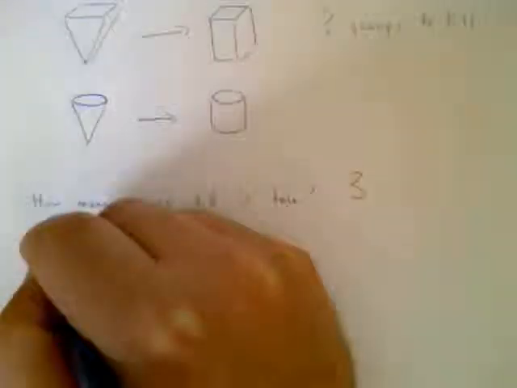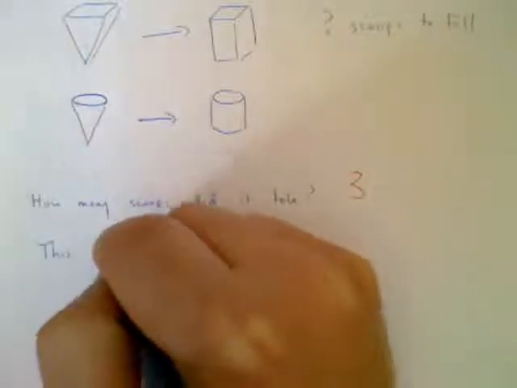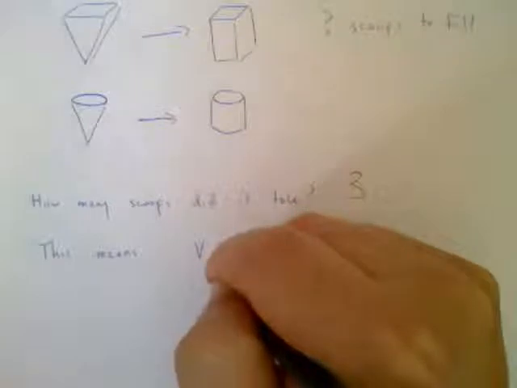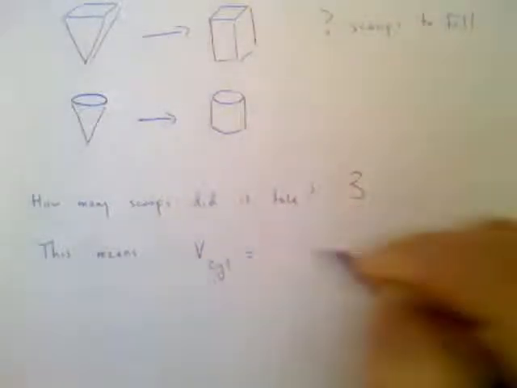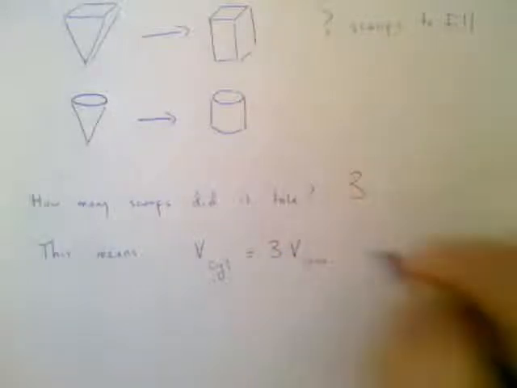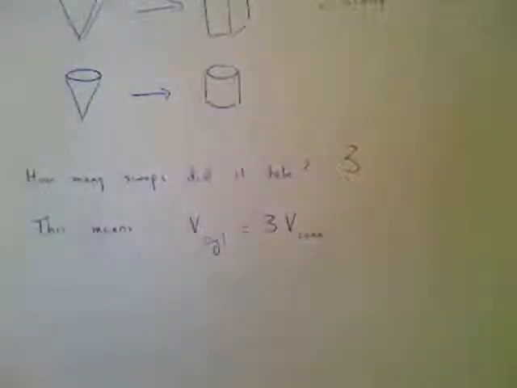This means that the volume of the cylinder is exactly 3 times the volume of the cone.